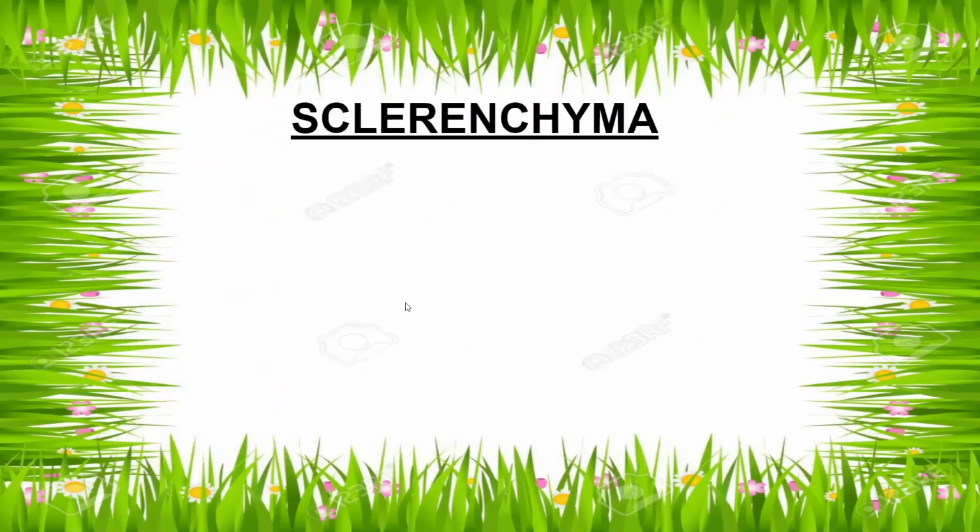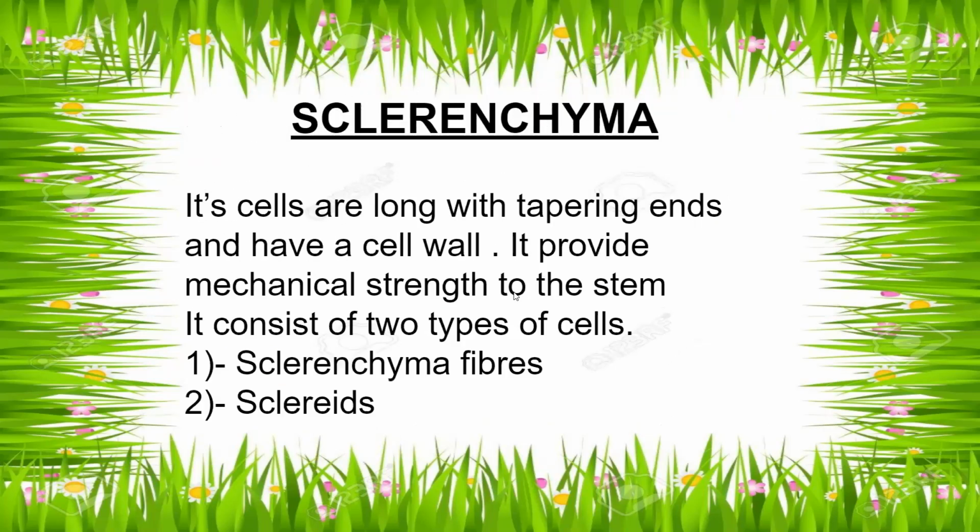Now sclerenchyma. Its cells are long with tapering ends and have a thick cell wall. It provides mechanical strength to the stem. It consists of two types of cells, sclerenchyma fibers and sclereids.